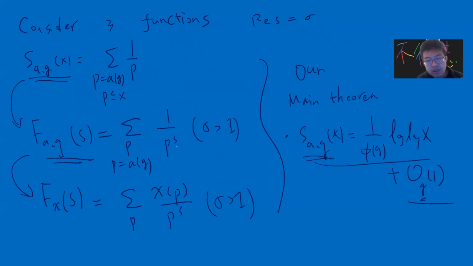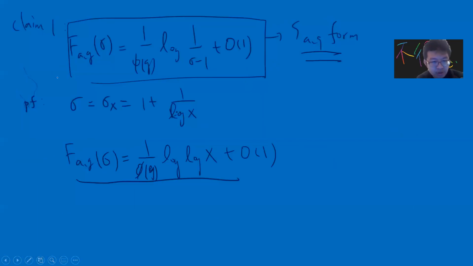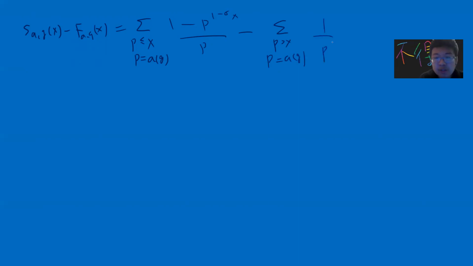If I take this s to be, let's say, real, with some x, then it looks very close to this. So our goal is to compute the difference between these two functions. Let's consider S_{a,q}(x) minus F_{a,q}(x). So this is the sum over p less than or equal to x with p equal to a mod q, of 1 over p minus the sum of 1 over p^σ over p greater than x, p equal to a mod q.